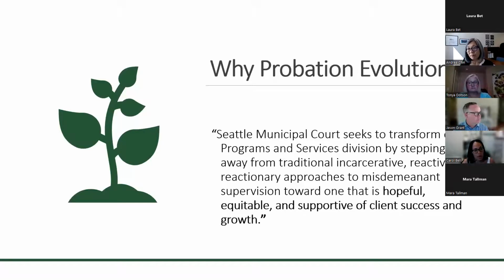Transform our probation programs and services division by stepping away from traditional incarcerative reactionary approaches to misdemeanor supervision toward one that is hopeful, equitable, and supportive of the client's success and growth. We've learned a lot so far as we've dived into probation evolution. Some of the things that we've done is we've had some different activities to engage you in the community. We want to continue learning as we bring this work to fruition. We want to do continuous improvement, looking at how we're engaging our clients so that our clients get the best possible outcome from the work that we're providing.